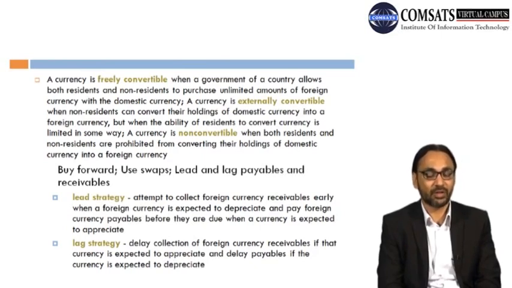Okay, what should the managers do under such sort of risk? They should buy forwards, use swaps, and lead and lag payables and receivables. And what is the lead strategy? It attempts to collect foreign currency receivable early when the foreign currency is expected to depreciate, and pay foreign currency payable before they are due when a currency is expected to appreciate. And similarly, delay collection of foreign currency receivable if that currency is expected to appreciate, and delay payable if the currency is expected to depreciate.